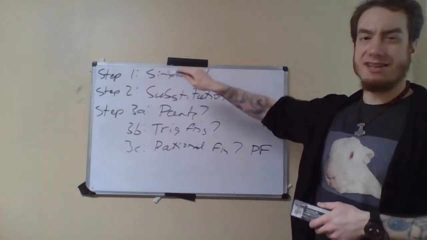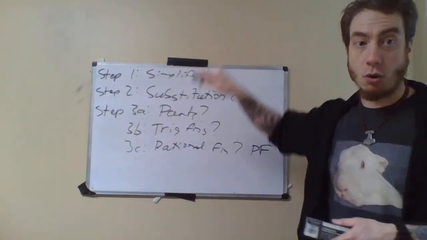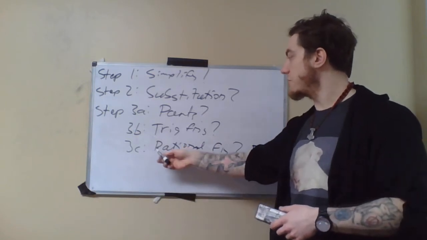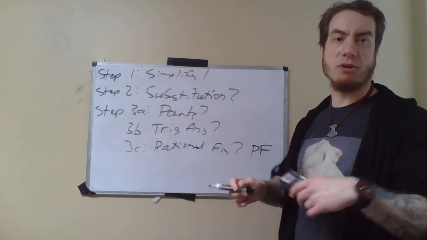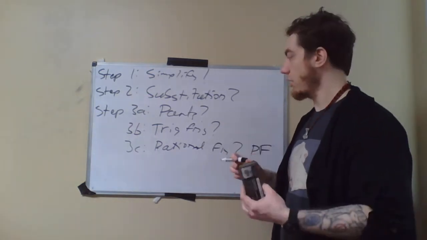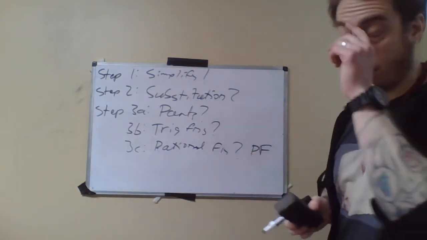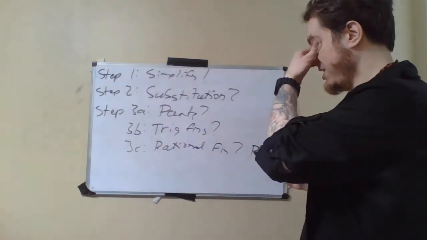So it's not as if these steps necessarily always go in the same order. Sometimes you go through and then you're like, oh wait, I have to go back and simplify more now in order to make this work. So if you have a rational function in there, then you're going to have to use partial fractions.